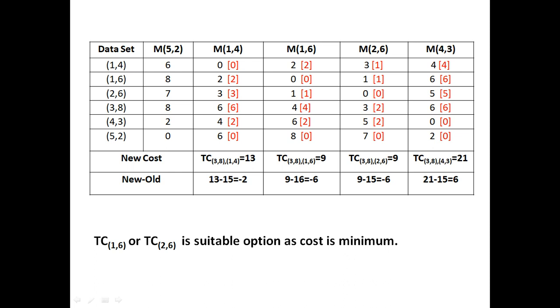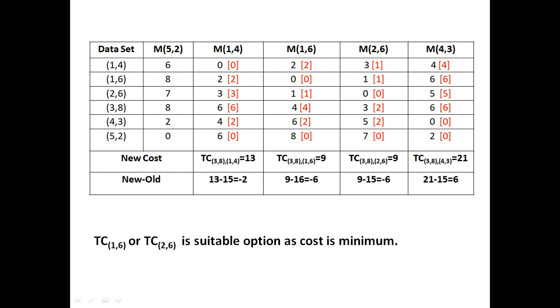We take the absolute difference between (1, 4) and all this data set. We are getting this column, this column, this column and this column, and after that we compare (5, 2) with respect to (1, 4) and we get the cost of 15. So instead of (3, 8), if we use (1, 4) we get the cost 13. Now we compare (5, 2) and (1, 6). We get the total cost as 9. So instead of (3, 8), if we use (1, 6) we get the cost 9.